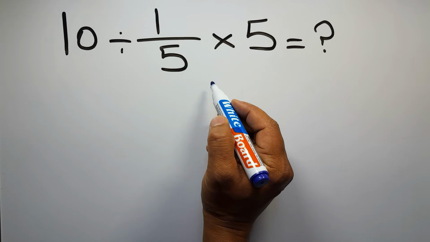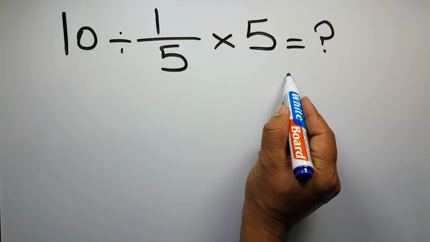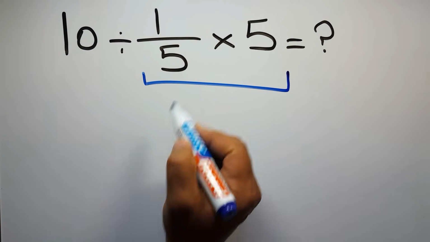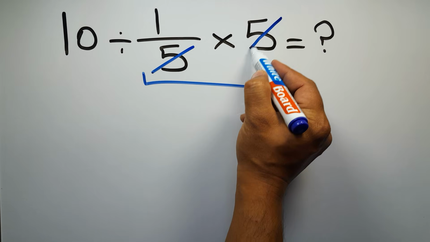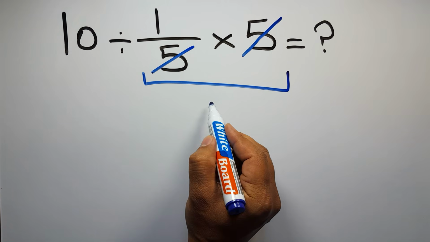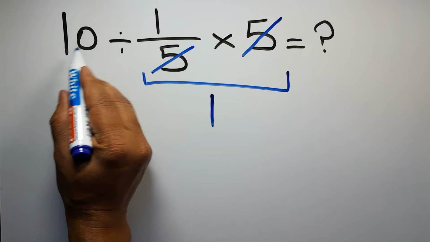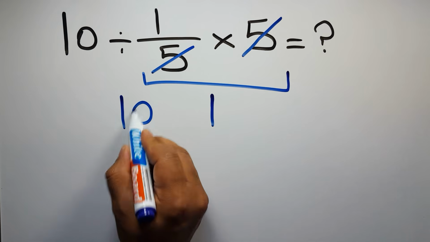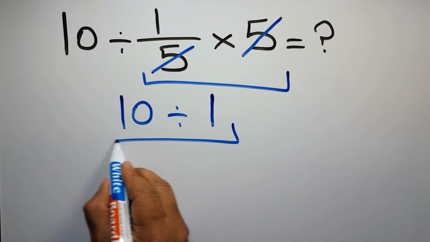First we do this multiplication, 1 over 5 times 5. We can easily cancel this 5 and this 5. So here we have just 1. And the 10 divided by 1 equals 10.